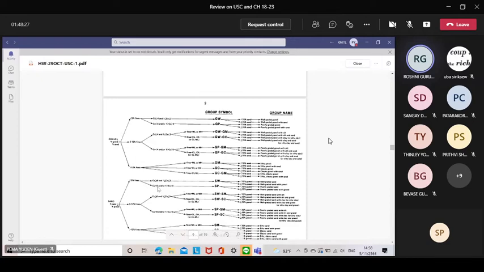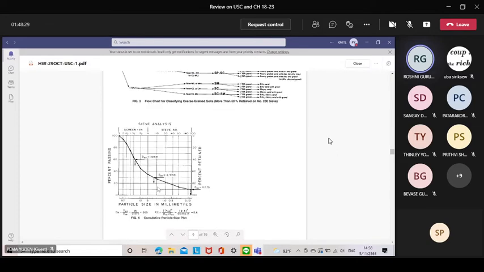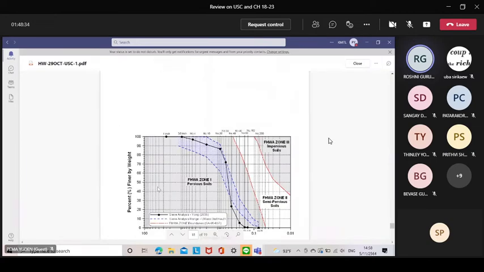And then the next graph. From this graph we got the value of Cu and Cc, but we couldn't identify the group symbol. Thank you, Ajahn.